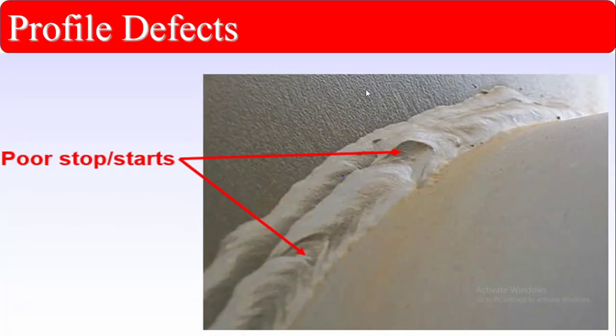Now profile defects, you understand here, poor stop and start. This is one type of profile defect. You see here, they completed the run up to here, and they are starting the welding from here, but it should start from here. So this is called poor start and stop. You can sometimes find a cutter pipe here. This is one type of defect. So these are called poor stop and start. This is called the profile defects. You can find this in your exam paper or exam sample, definitely one type of defect will be there, profile defect.